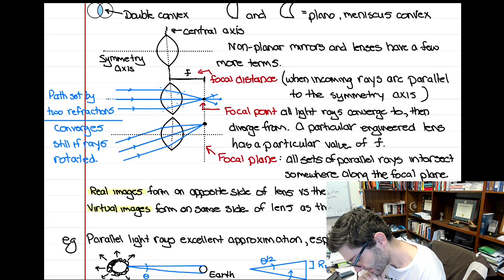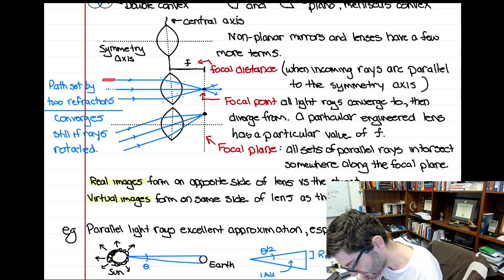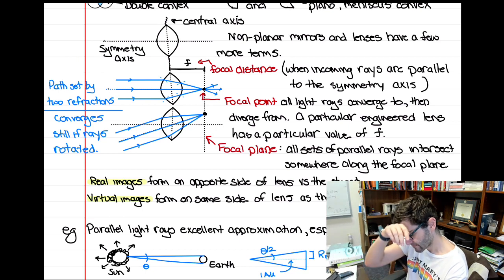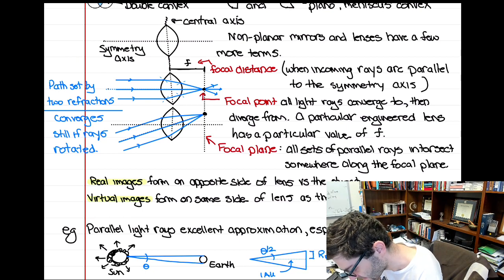So what happens is if I have a bunch of light coming in on parallel paths, and the parallel paths is an assumption we're going to make about the rays coming in. It turns out that's a very good approximation. So you have some object off in the distance, and you have rays of light coming in on parallel paths. What a convex lens does is it converges them all to a particular point that is called the focal point.